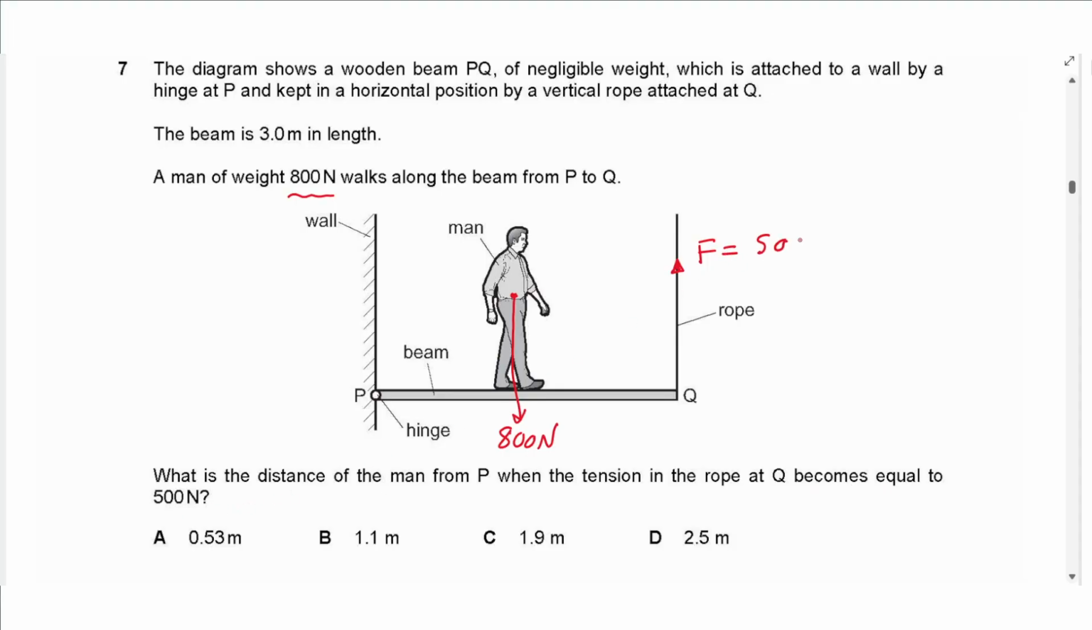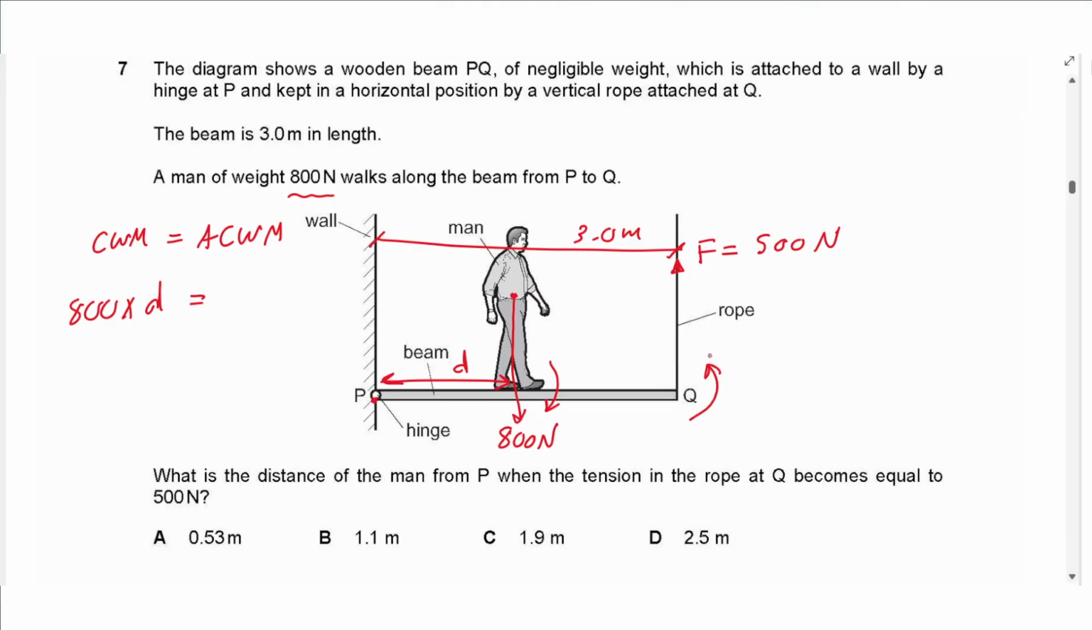So we have this equal to 500 newtons, and this whole distance from P to Q is 3.0 meters, and we want to know the distance of the 800 newton force from P when the beam is in equilibrium. So we use clockwise moments equal anti-clockwise moments. The clockwise moment of the man is 800 times the unknown distance d, and the anti-clockwise moment of the rope is 500 newtons multiplied by the distance 3. So we divide 500 times 3 by 800, and that gives us a distance of 1.875, which we can approximate to 1.9. So the answer is C.